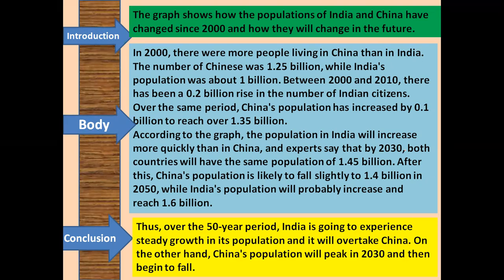India's population will overtake China. On the other hand, China's population will peak. Peak means the maximum, highest point, in 2030 and then begin to fall. So this was the graph that we have studied now, the line graph.